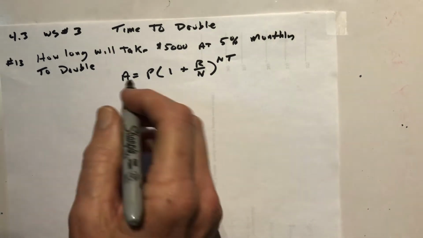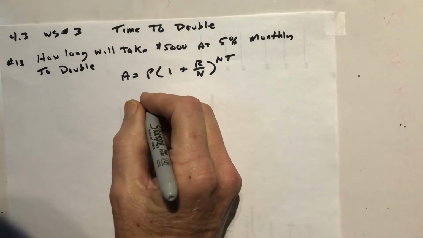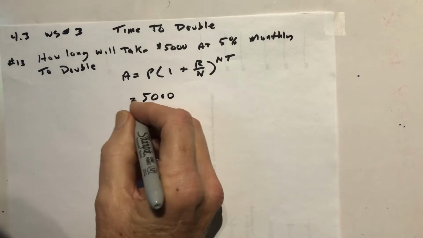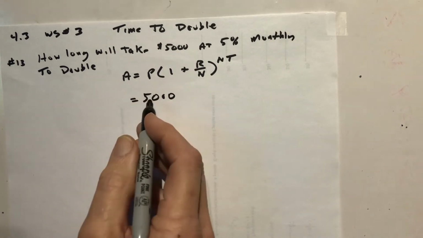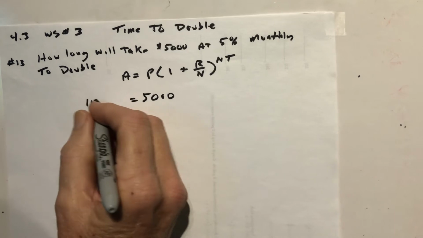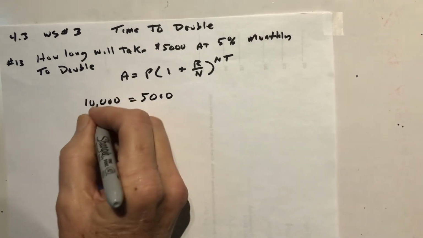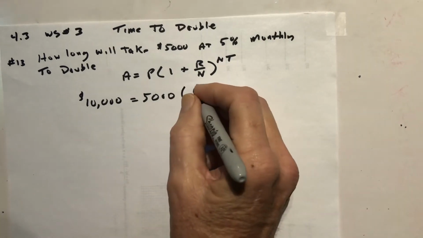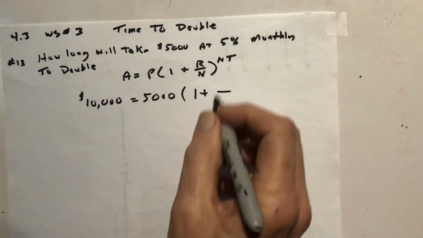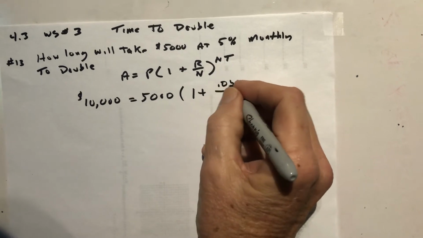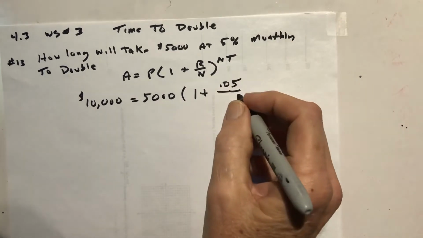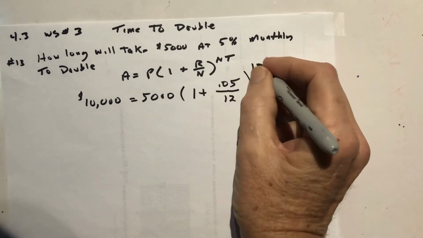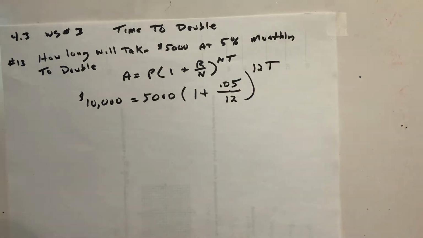All right, so how much money are we starting with? $5,000. How much money are we going to end up with? Well, it's doubling, so just take 5,000 and double it. $10,000. 1 plus the rate is 5%, so that's 0.05. Monthly is how many times a year? 12. So n is also 12, and we don't know how long it's going to take.